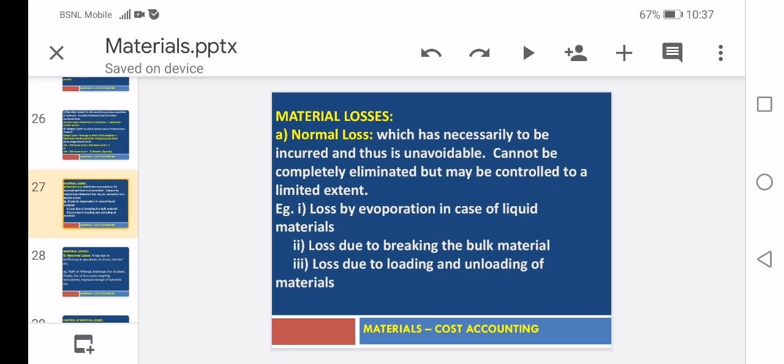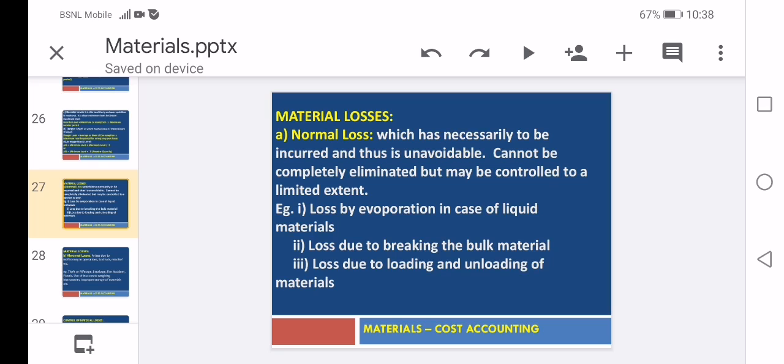Dear students, before we start session 3, learning how to calculate economic order quantity and stock levels, covering short answer questions and long answer questions, let us focus on another simple and very important aspect for better understanding of materials: material losses. Material losses are of two kinds: normal loss and abnormal loss.